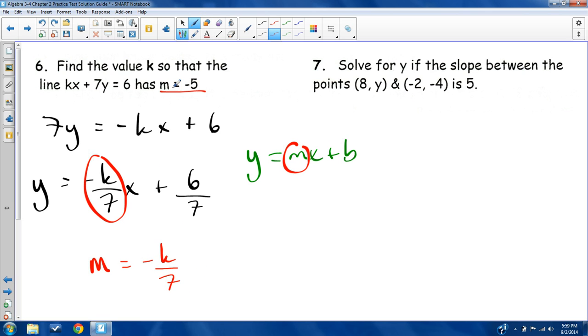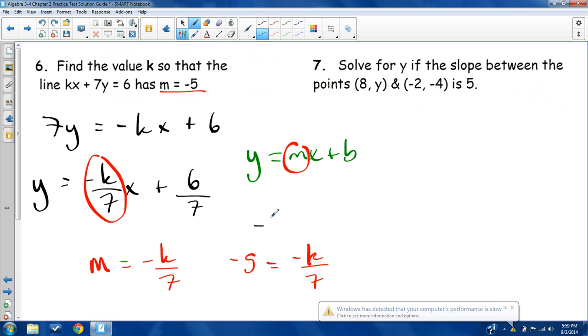Okay. The other thing we know about m is that it's also negative 5. So if m is negative 5, that means negative 5 equals negative k over 7. So what value for k makes this true? Well, you can multiply both sides by 7, or just say this number over 7 equals negative 5, so this has to be negative 35. 7 times negative 5 is negative 35. So negative 35 equals negative k. K equals 35. That's the value you plug in for k to make that true.